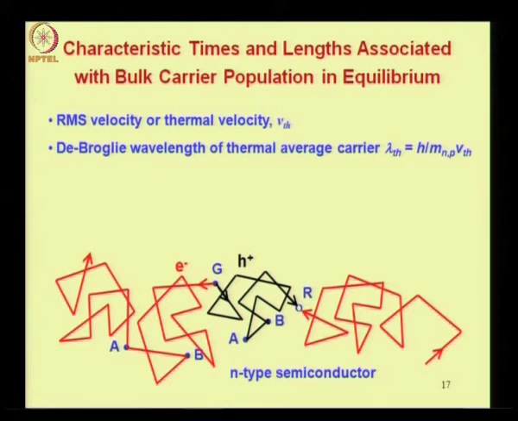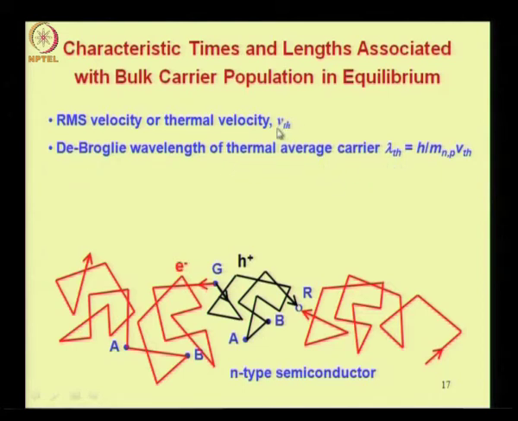To begin with, let us talk about the root mean square or thermal velocity V thermal. This is nothing but the average speed of the electron at any temperature. We have already discussed how this average is arrived at. It is arrived at by squaring the speeds of each of the electrons, then taking the mean and then taking the root. Next, the de Broglie wavelength of thermal average carrier.